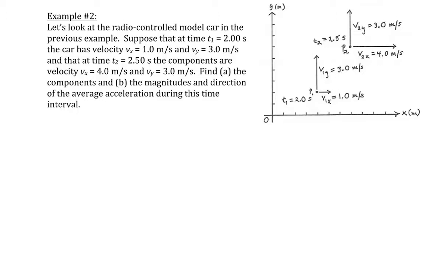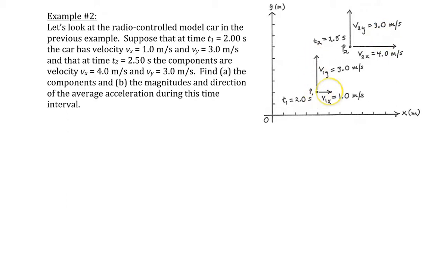Okay, in example 2, we revisit our previous radio-controlled model car, but in this case, you'll see that the velocity along the x-axis is changing, and on the y-axis it looks like it's not changing. So in this example, we have an acceleration occurring. If you can imagine, look at this velocity at point 1.